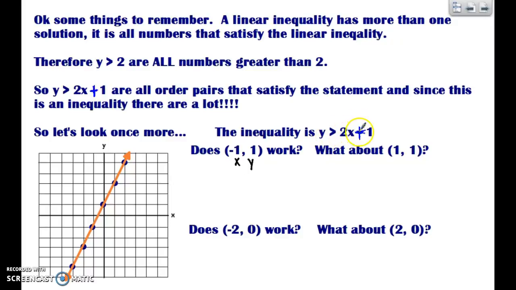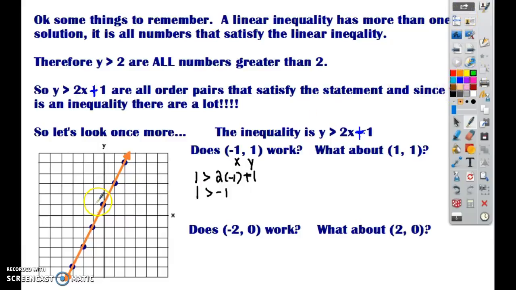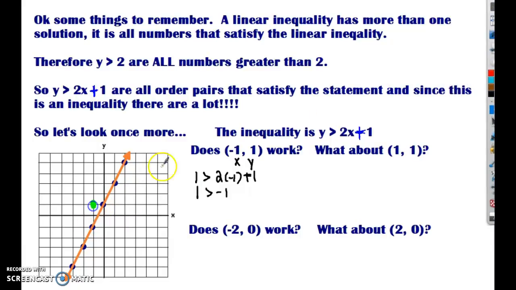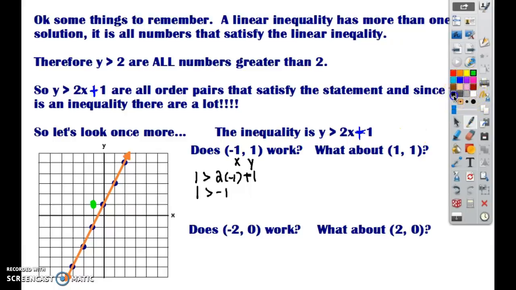So y is greater than 2x plus 1. That's what this is, 2x plus 1. So when we put in (-1, 1), is 1 greater than 2 times -1 plus 1? That's what it's asking. Well, 2 times -1 is -2. -2 plus 1 is -1. So is this a solution? (-1, 1). Yes, it is. And I'm going to make it green because it's a solution. All right, (-1, 1) works. Green works. You might not have green, whatever. We get over it.